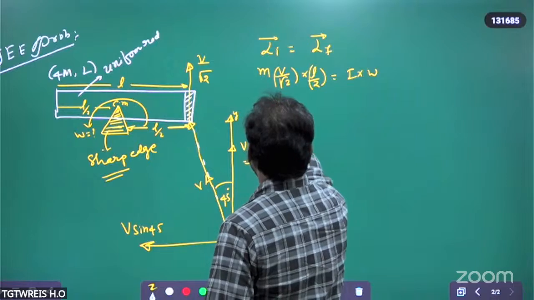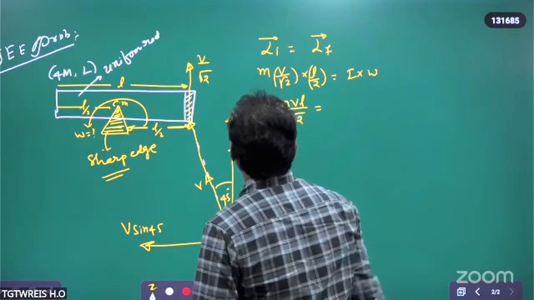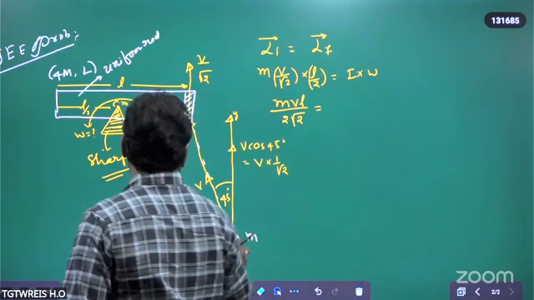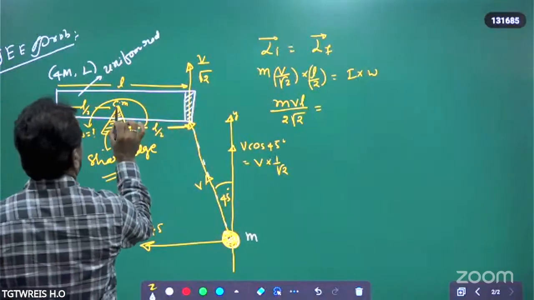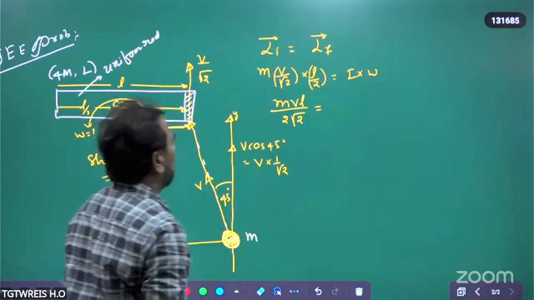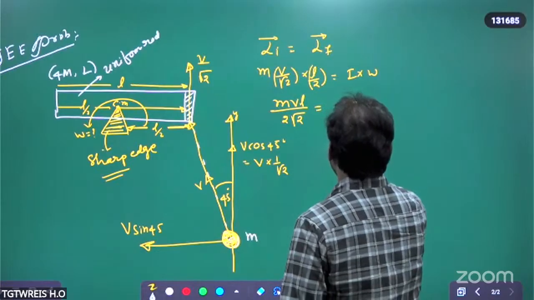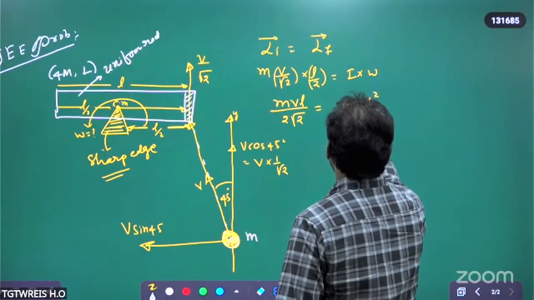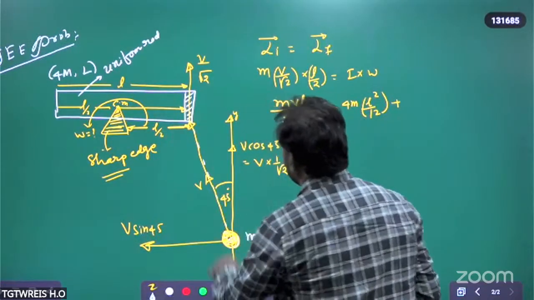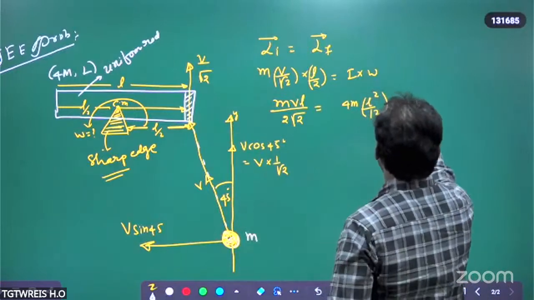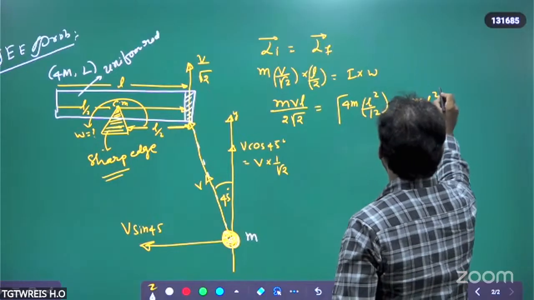See here, mvL upon 2 root 2 is equal to I, the total moment of inertia about the point of contact. I is equal to the moment of inertia of the rod, 4m into L square upon 12 about the center of mass, plus the moment of inertia of this particle about this touching point, that is equal to m L square by 4, into omega.